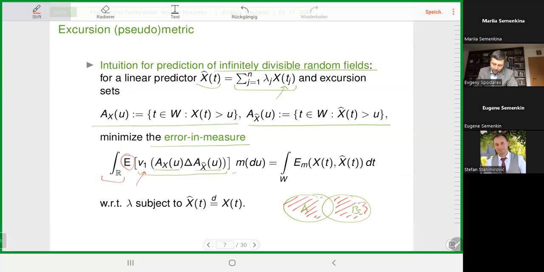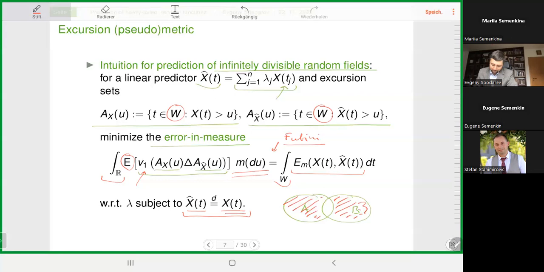By Fubini argument, it is the same as doing the following. Here we had a certain observation window W. And then we can integrate over the observation window our excursion metric, which was introduced before. So this is nothing else but change of integrals by Fubini. And one more interesting condition which we have to impose is that we have the exactness in law. So the predictor must be distributed exactly as the observed value.